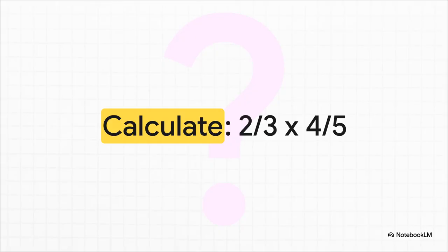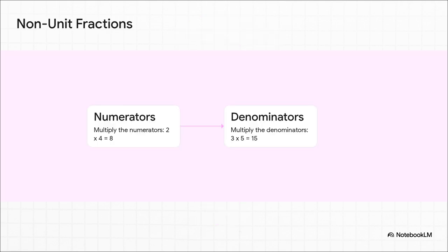Okay, let's step it up to non-unit fractions. How about 2/3 multiplied by 4/5? Step 1, multiply the top numerators straight across. Step 2, do the exact same for the bottom denominators. Boom! That gives us 8/15 perfectly sitting in its simplest form.